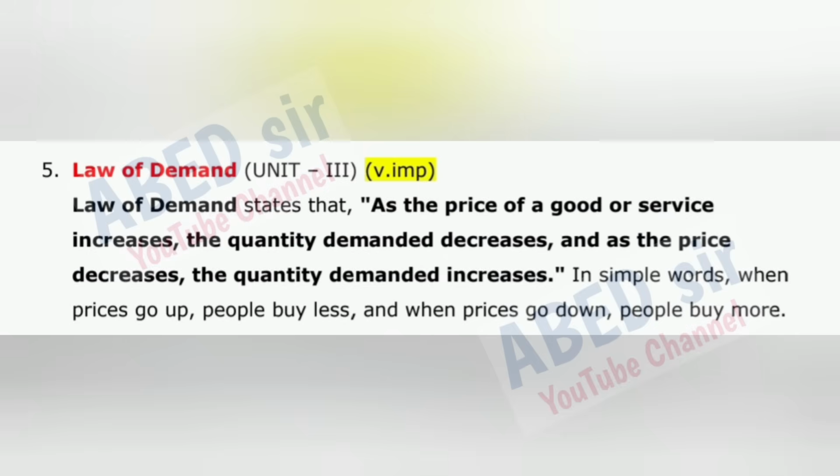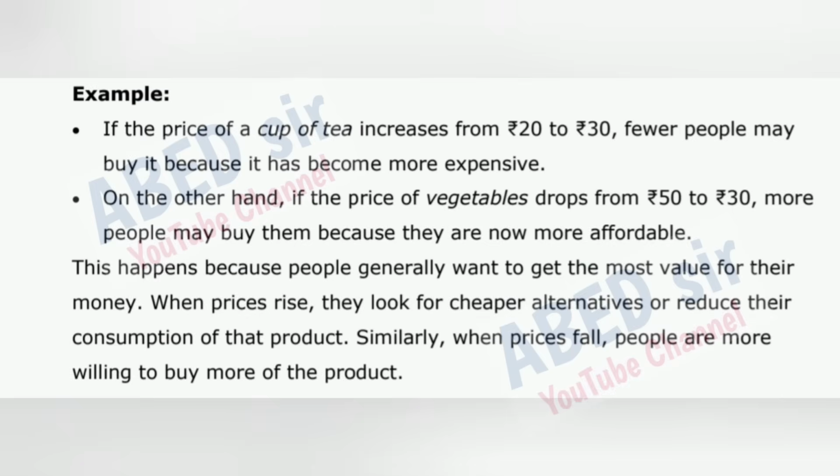In simple words, when prices go up, people buy less, and when prices go down, people buy more. Example: if the price of a cup of tea increases from 20 rupees to 30 rupees, fewer people may buy it because it has become more expensive. On the other hand, if the price of vegetables drops from 50 rupees to 30 rupees, more people may buy them because they are now more affordable.